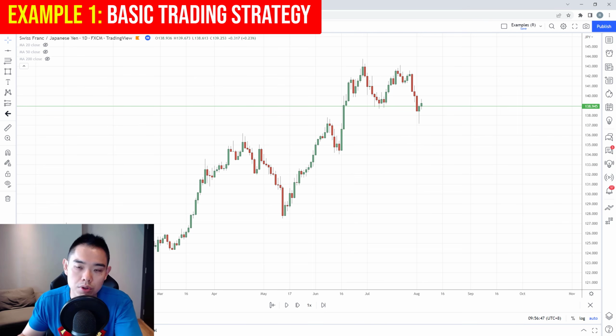Now, what about our stop loss? Our stop loss is something that I've not covered yet, but generally, when I set my stop loss, I like to have it a distance below the area of support.